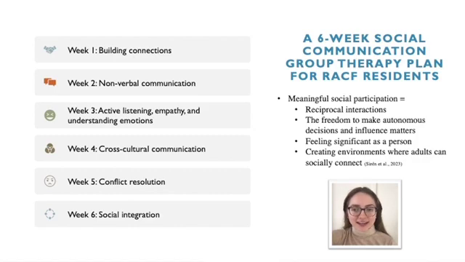A recent study interviewed adults between the ages of 82 and 97 to identify what characterises meaningful social participation for them. These older adults define this as involving reciprocal interactions with friends and family, having independence over matters that affected their own or others' everyday life, and feeling significant as a person. The study also highlights the importance of creating environments where older adults can socially connect. We have designed our program bearing in mind these needs of older adults.